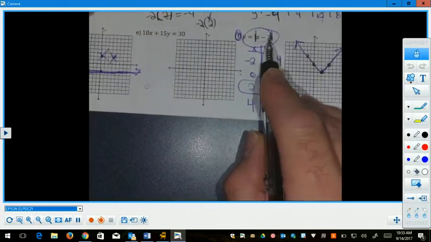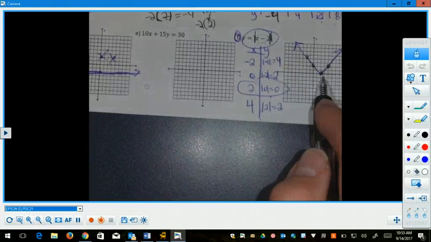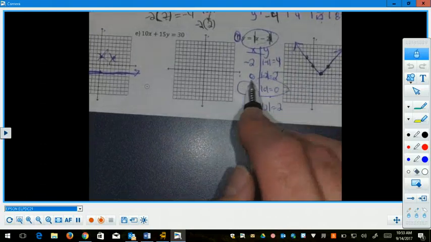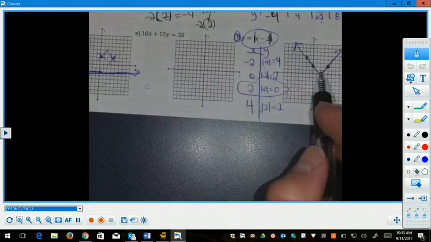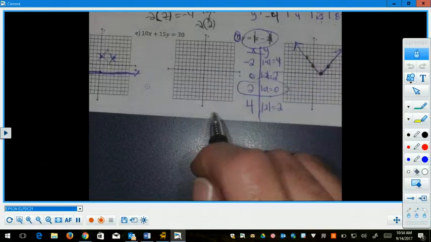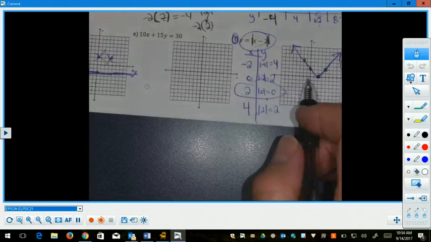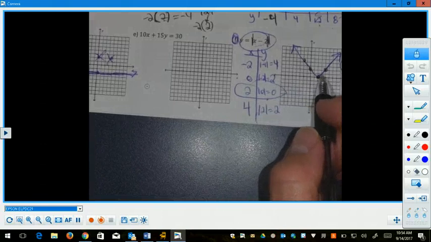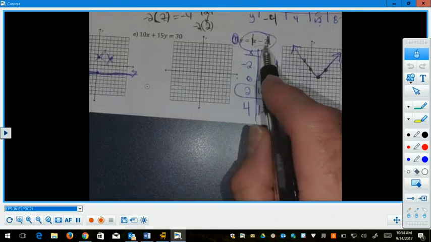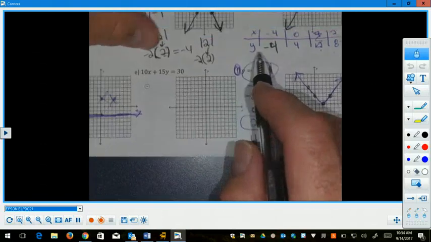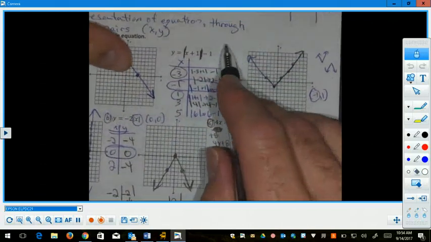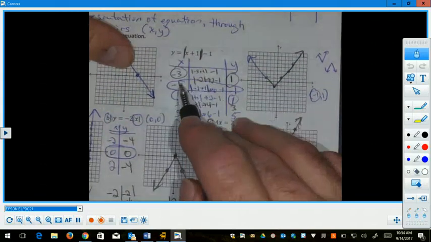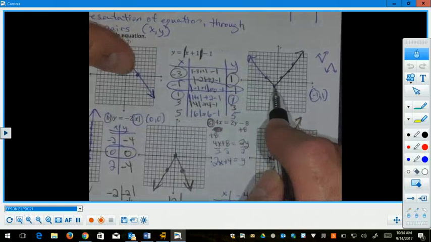So if I see x minus 2, then the vertex, which is where I should really center my table, I should find something to the left and something to the right to figure out how wide those arrows are. But the center of it, the vertex, is going to be the opposite of what I see in the absolute value. So that may help you as you make your table. Look at this one. The opposite of 1 is -1, and that's where our vertex was.